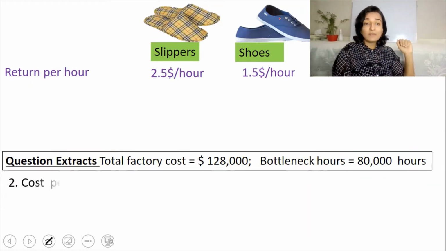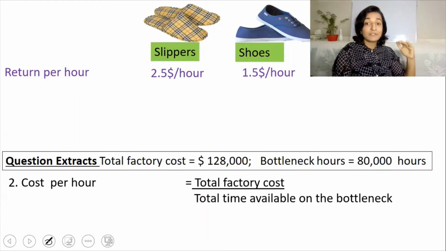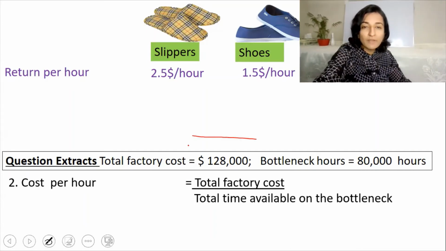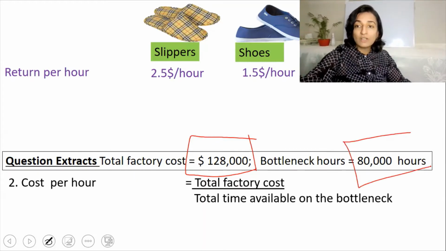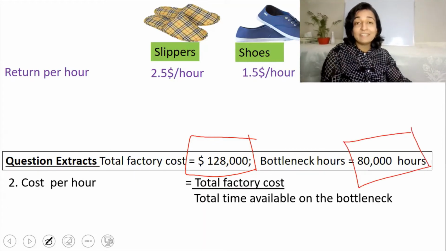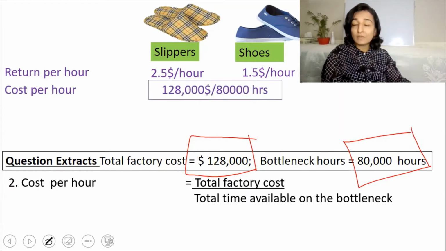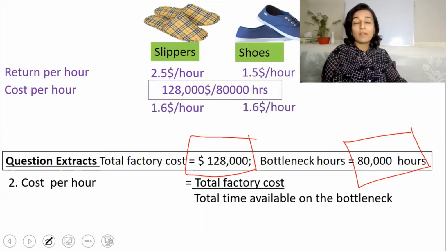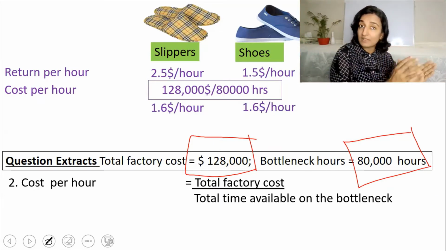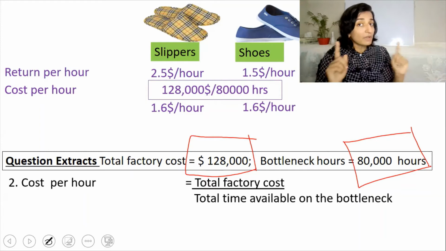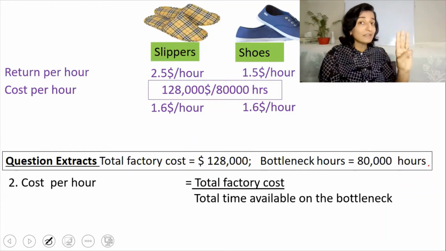Now, the cost per hour is given by the formula: total factory cost divided by the total time available on the bottleneck. Total factory cost is 128,000, that's the numerator. And the total time available on the bottleneck is 80,000 hours, that's the denominator. So the cost per hour is 128,000 divided by 80,000, so it is $1.6 per hour. And it remains the same for slippers and shoes. That is, whether we are manufacturing slippers or shoes, the cost per hour remains the same. And what was the third accounting ratio?